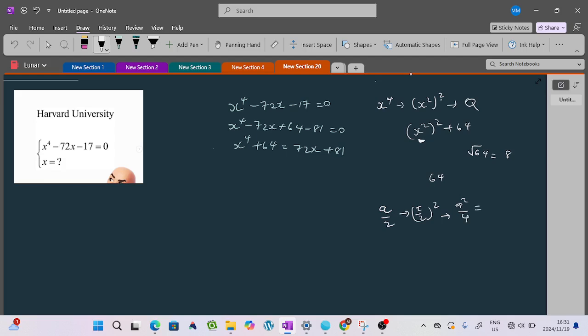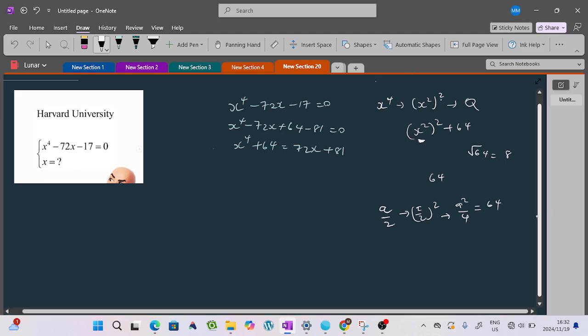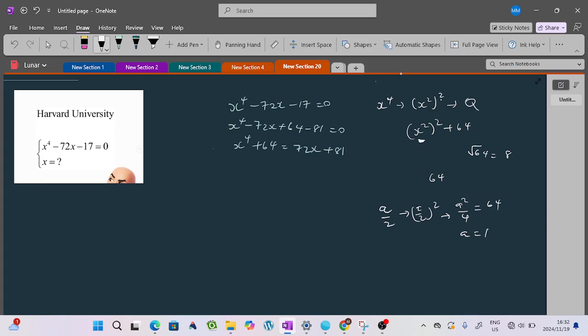So imagine this thing is equal to 64. So a squared over 4 is equal to 64. Then you have to solve for a in this case. This will give you 16.